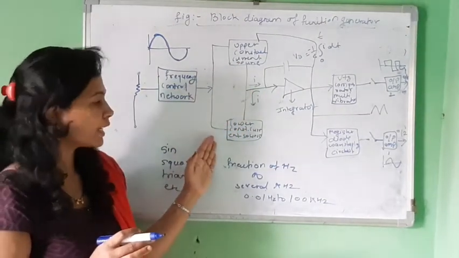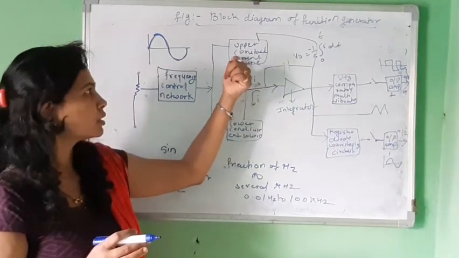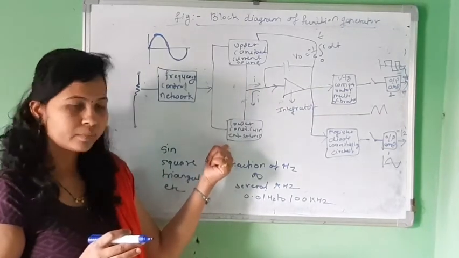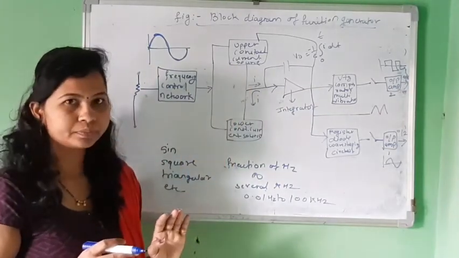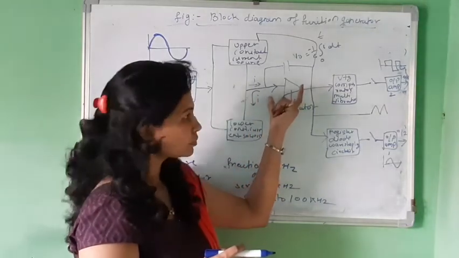turn on and the other will turn off. Again it will charge, and when fully charged, this will turn off. When it starts to discharge, this will turn on and this will turn off. After that, this is the integrator.